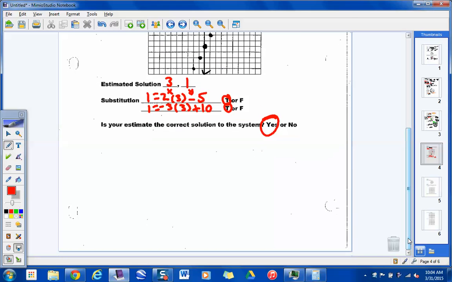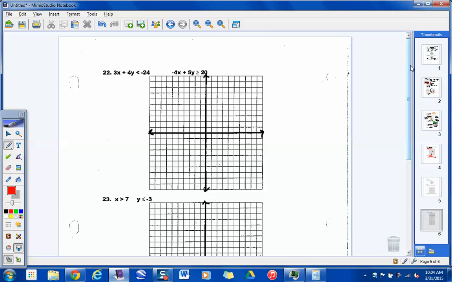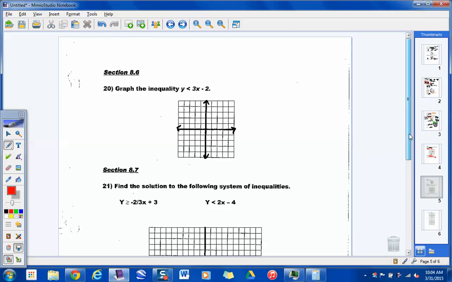Last page, I think. Yes. No, there's one more. Yeah, last page. We're not doing the very, very last page. This will be the last one I talk about today.